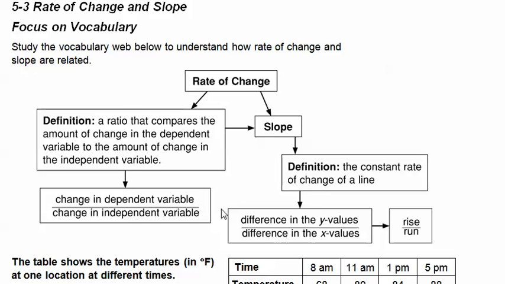So you can see that these two boxes are very much related to each other because the dependent variable is y and the independent variable is x. We also call slope rise over run, and that's a really easy way to summarize all of this.